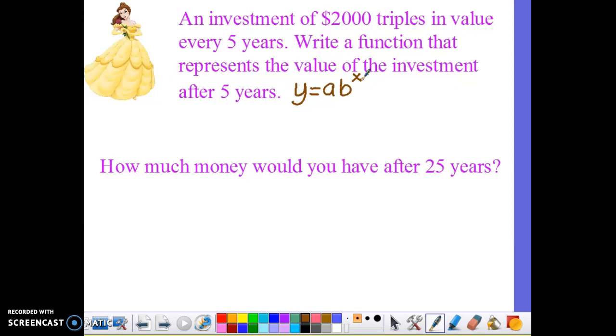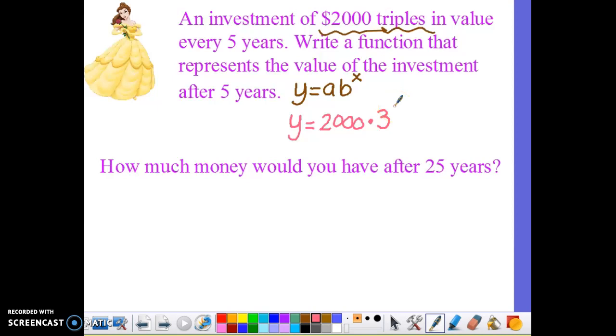So, thinking about this question, it says an investment of $2,000 triples in value every 5 years. Write a function that represents the value of the investment after 5 years. So, we have to fill in what we know into our equation. We're going to say y equals, again, A is initial, so it looks like we're starting with $2,000. It's tripling, so times B, so B would then be 3 to the x power.